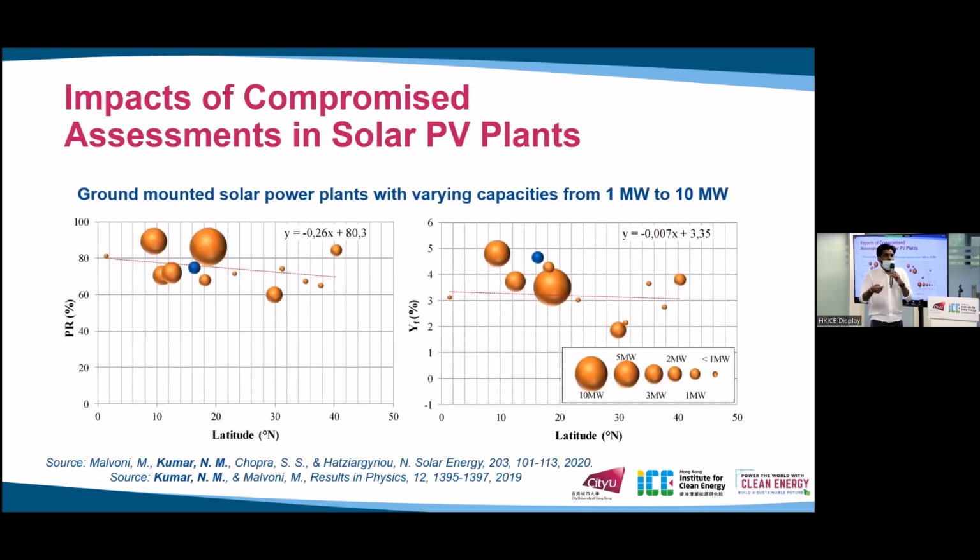So now we have seen how these power plants are performing in real time. This is what we have been conducting for the past 3-4 years. This is the survey we did for almost all ground-mounted power plants in different latitudes around the world. What we observed is that the performance ratio varied as per the sizes; as the capacity increases, the yield factor also increases.